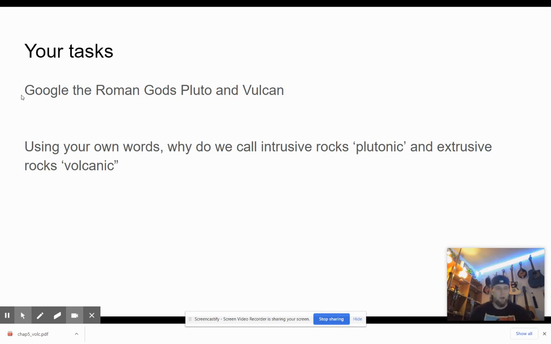Using your own words, why do we call intrusive rocks plutonic, and why do we call extrusive rocks volcanic? That's your discussion board task. You'll answer down below. You'll say, we call intrusive rocks plutonic because, and you'll reference the god Pluto. Then you'll say, we call extrusive rocks volcanic because, and your answer will include the god Vulcan. That's your discussion board.